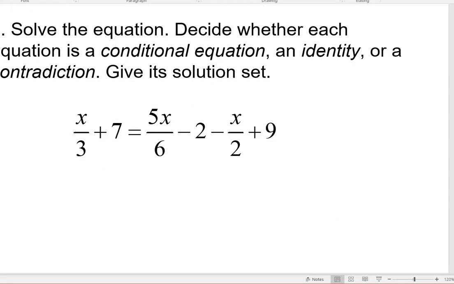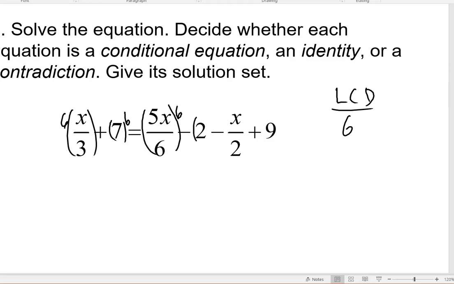Let's do it again with fractions. 6, 3, and 2. I'm thinking of an LCD of 6. This term gets a 6. That 7 also gets a 6. This term gets a 6. That 2 gets a 6. The x over 2 gets a 6. Everything gets a 6, right? It distributes across all the addition and subtraction.